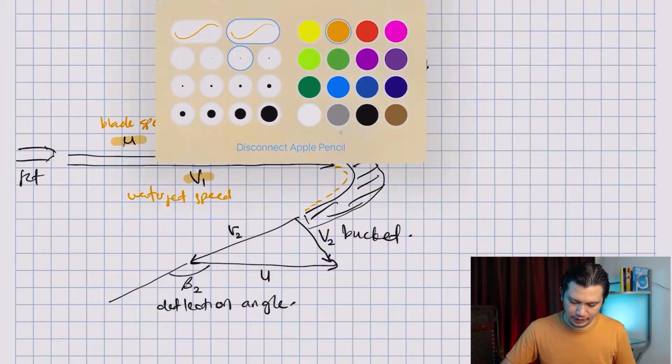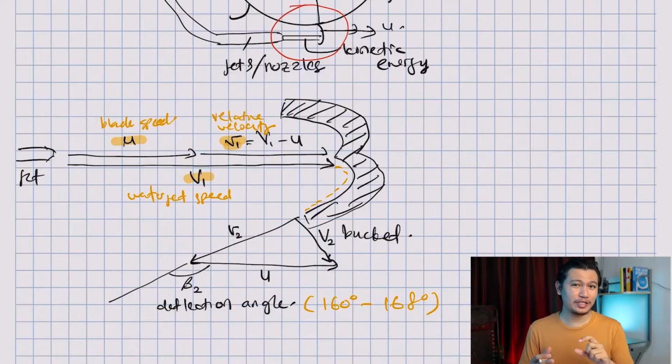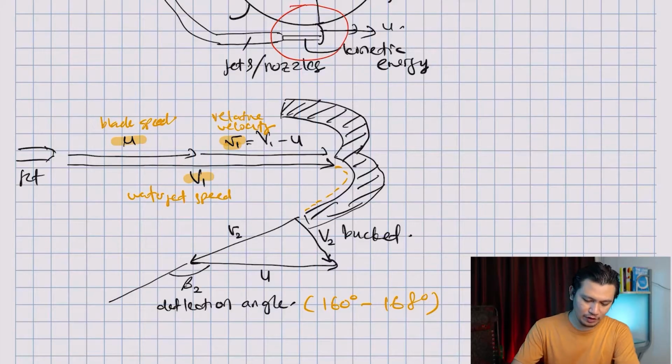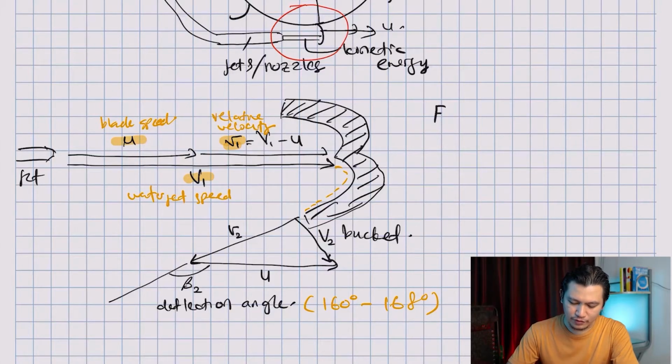And this deflection angle usually varies between 160 degrees to 168 degrees. Remember, it cannot be 180 degrees. Ideally, we want it to be 180, but we just cannot. Now, how do we find torque from this figure? Before we find torque, we need to find the force. And if I do the linear momentum equation, force is m dot times (v1 minus v2).